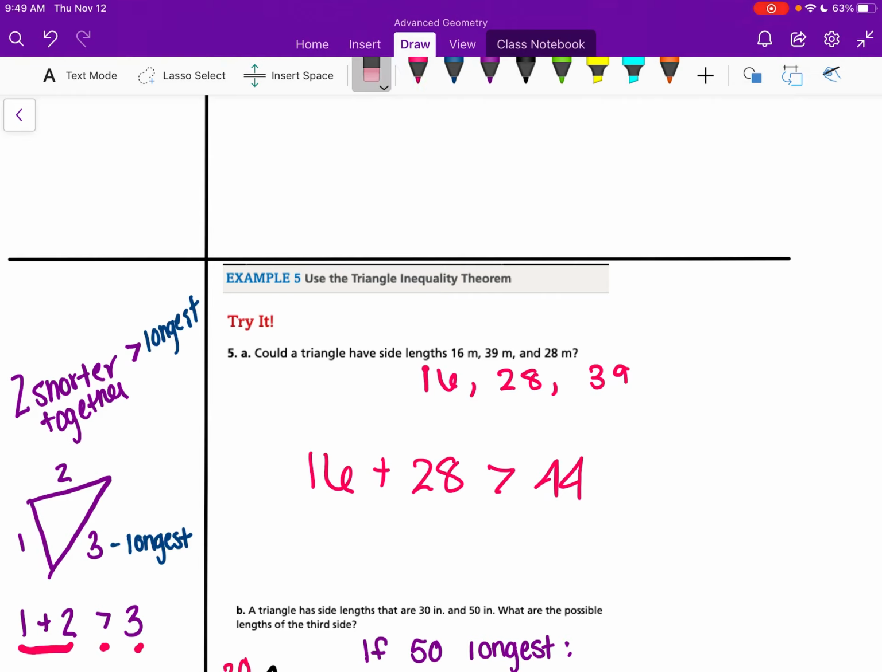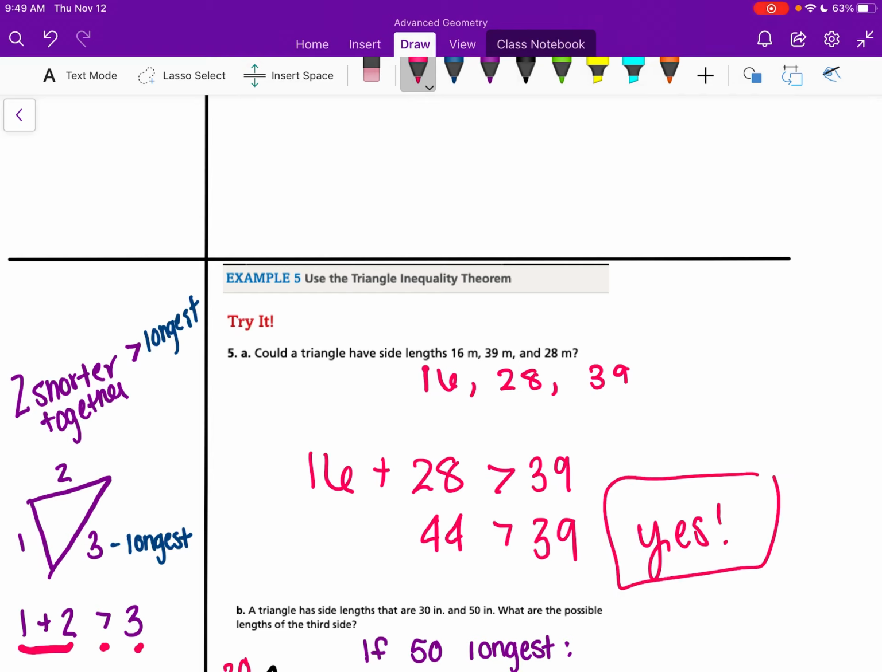Shoot, not 44. It's 39. Oops, 39. Okay, well, spoiler alert: 16 plus 28 is 44. So is 44 greater than 39? Yes, it is. So yes, this can be a triangle. A triangle could be created with those side lengths. If it was not greater than 39, then our answer would be no. You can't actually make a triangle with these side lengths. They would not connect. You wouldn't be able to connect all of the vertices.